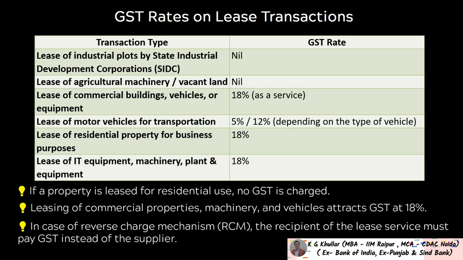Next, for lease of motor vehicles for transportation, GST is 5% or 12% depending upon the type of vehicle. Next, for lease of residential property for business purposes, the GST rate is 18%. And lastly, for lease of IT equipment, machinery, plant and equipment, the GST rate is also 18%.